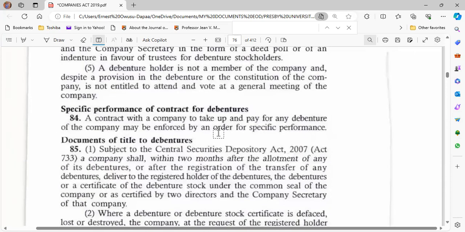Again, where there's a contract between the company and a prospective debenture holder, that is someone who intends to give money to the company, that contract is enforceable like any other contract. And for that matter, specific performance is applicable. So section 84, a contract with the company to take up and pay for any debenture of the company may be enforced by another for specific performance.